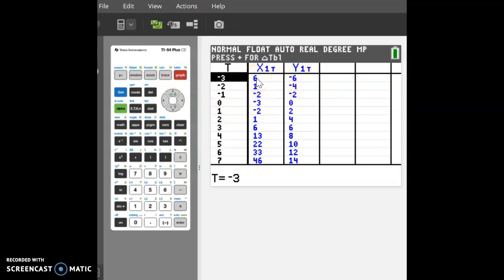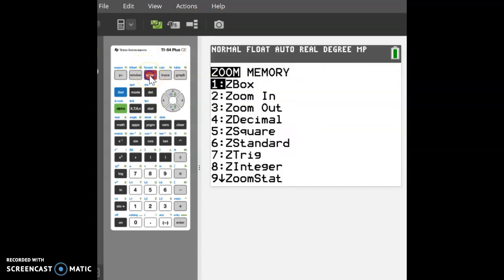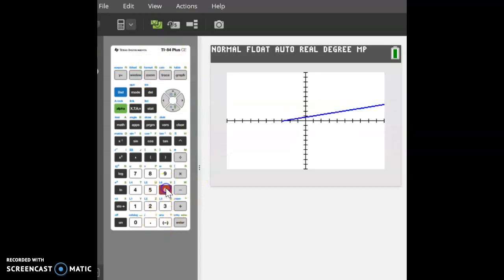So we'd write 6, -6, 1, -4, all the way up to 3 here. So that's the first thing we do: we fill in our table. Then we could plot our points. The nice thing also is that we can look at what this looks like on the graphing calculator. So we could do a zoom standard, and I don't know what will happen. Yeah, we get this weird looking thing, and we're not sure about that.